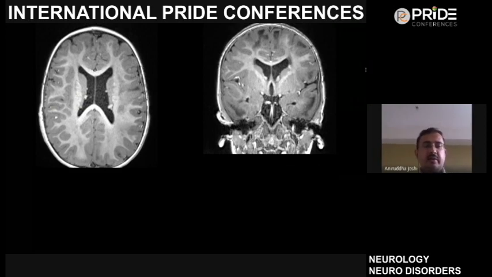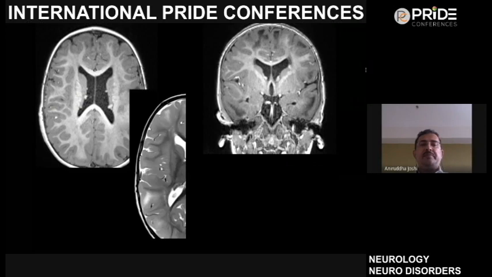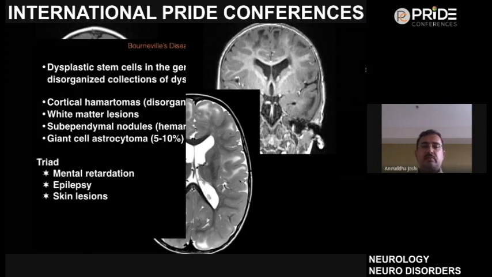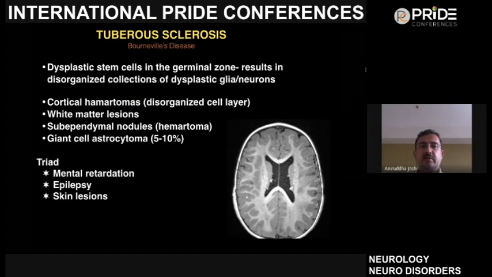There are certain areas, these are the nodules which are seen in subependymal surfaces, and also you can see the subcortical hypointensities on T1 coronal images. Which is confirmed by T2 hyperintensities in subcortical regions of frontal, temporal, and occipital lobes. So, this is a case of tuberous sclerosis.